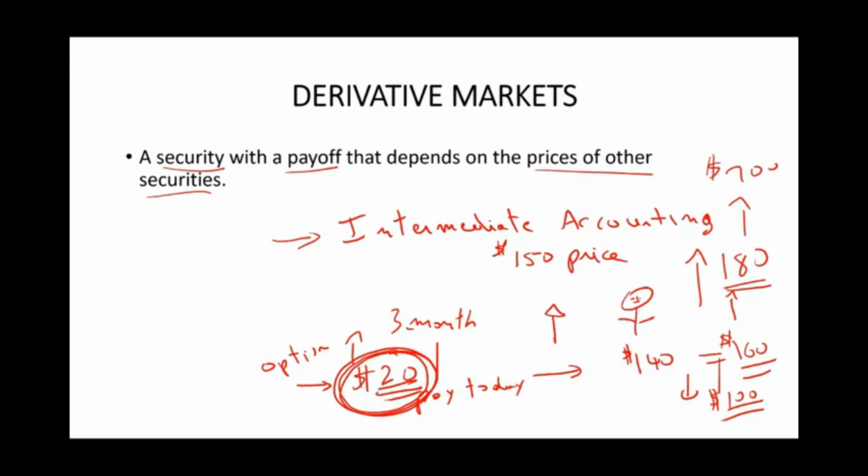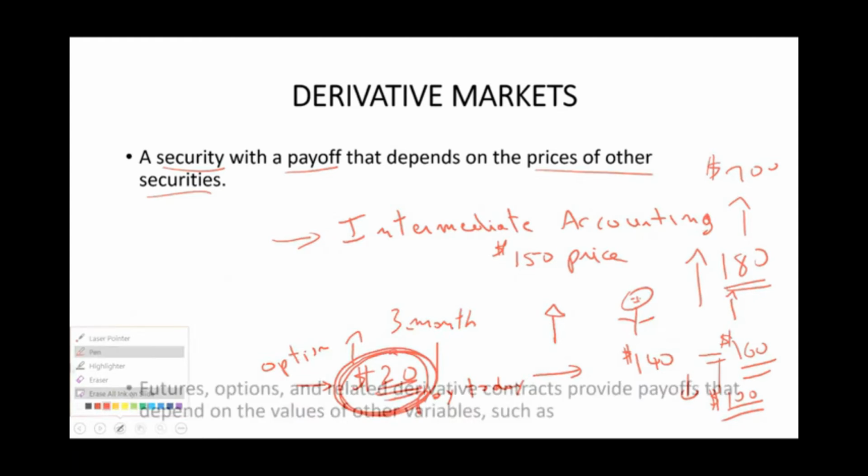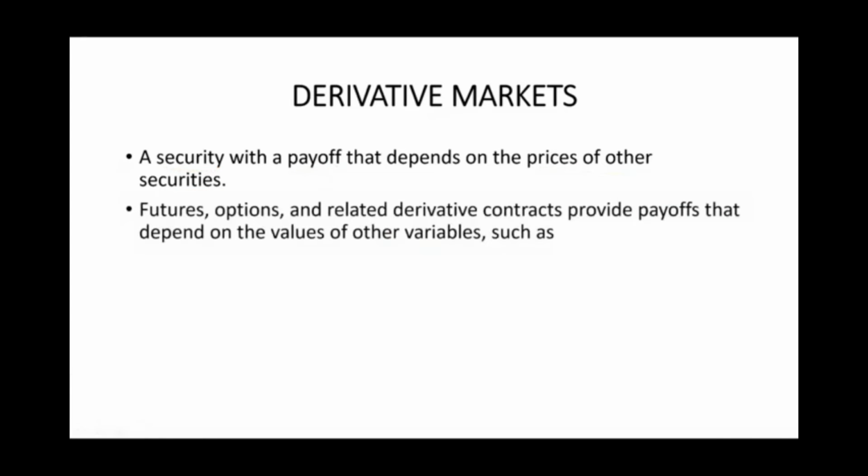So the option value, this $20, depends on the value of the price of your intermediate accounting textbook. So I hope you get an idea about what a security that pays off, a derivative security, is. In the real world, we're not dealing with textbooks. We're going to be dealing with stocks, bonds, interest rates, commodities. So we have derivatives called futures and options, and related derivatives contracts provide a payoff that depends on the value of other variables.